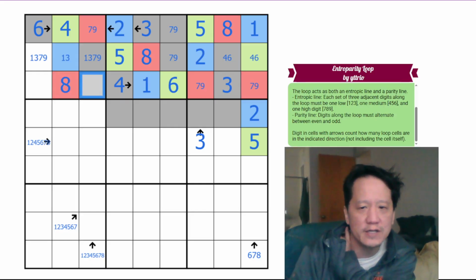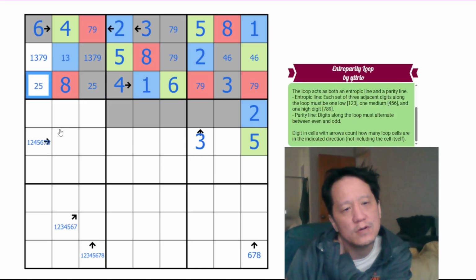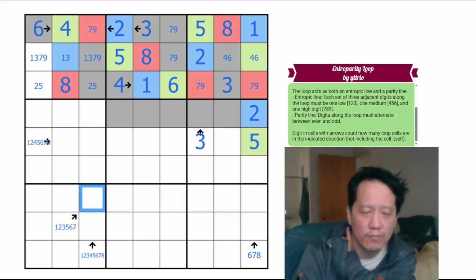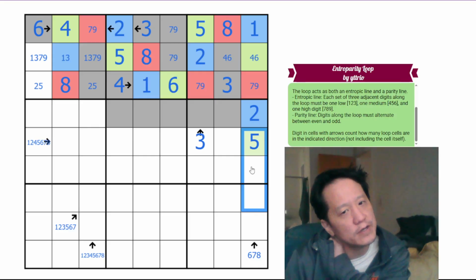That leaves the remaining digits in the box as 2 and 5. Or a row, basically. So it could be here and 5. That is possible. This can't be 4 anymore. This could just continue on, right? It could be 5, 8, 3.